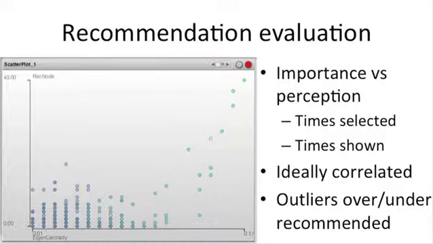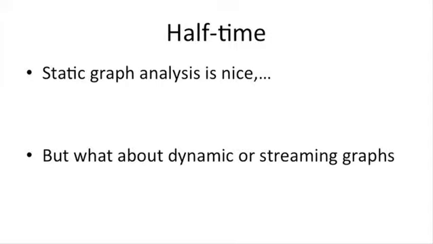And so that's one of the ways that this kind of visual recommendation system can aid analysts in analyzing a static network. So this is kind of the halfway point in the talk. I've talked about static graphs so far, but what about dynamic or streaming graphs? Because these networks are very rarely one snapshot that stays the same for all time.